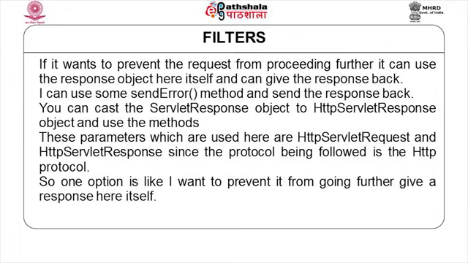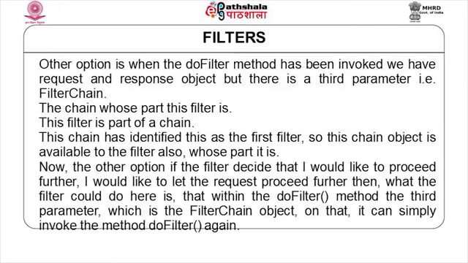Other option, what has been done? When the doFilter method was invoked, we have request and response objects, but there is a third parameter. What is that? It is a filter chain. The chain of which this filter is a part. This filter is part of a chain. So, this chain has identified this as the first filter. So, this chain object is available to the filter also, whose part it is.